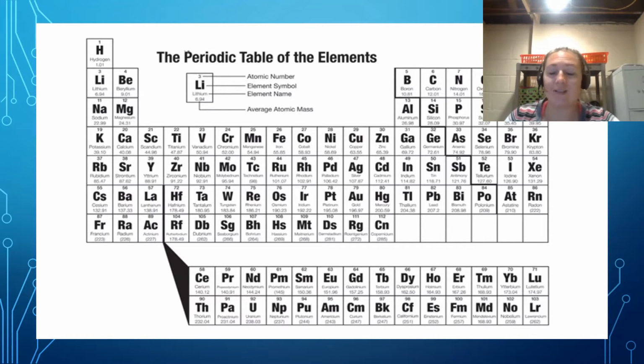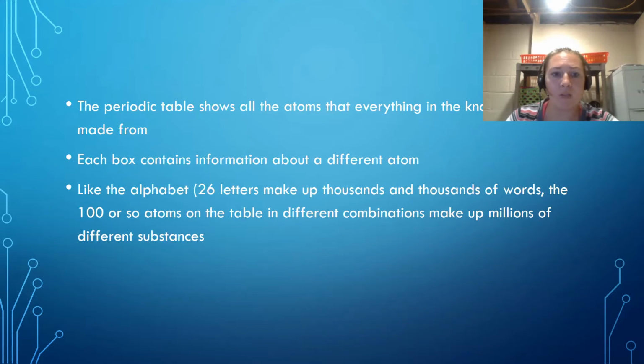Here it is. This is the big periodic table of the elements. Looking at this table, this is all of the elements or atoms that make up basically our entire universe. Anything is made out of these elements, and there's a lot of them. But in this lesson, we're only going to be focusing on the first 20, which you'll be able to see here in a few minutes.